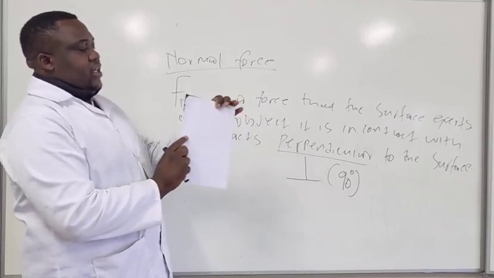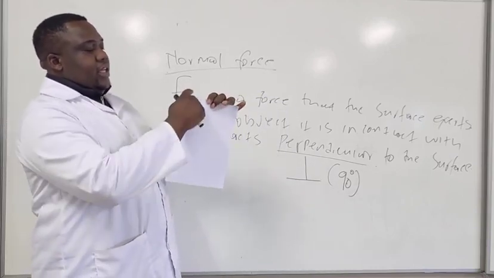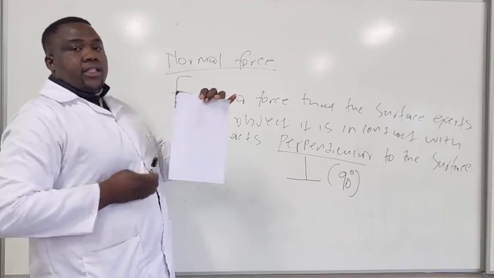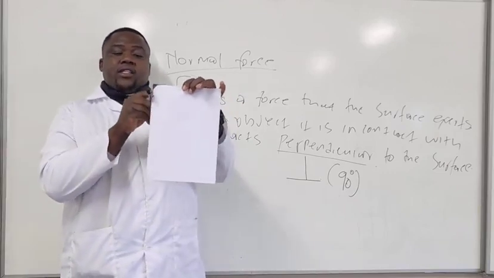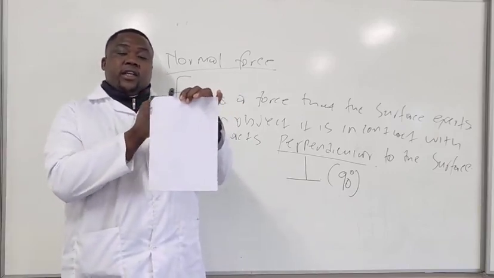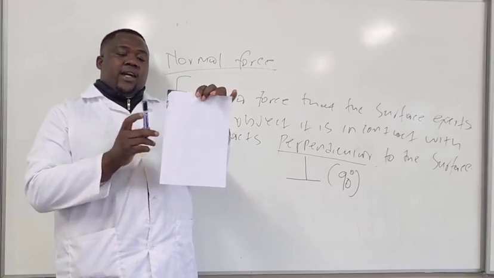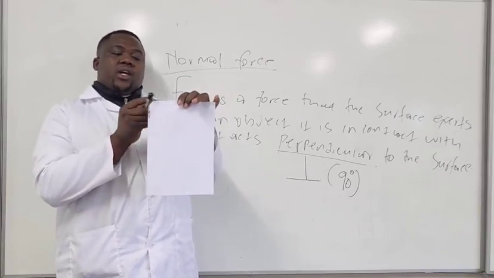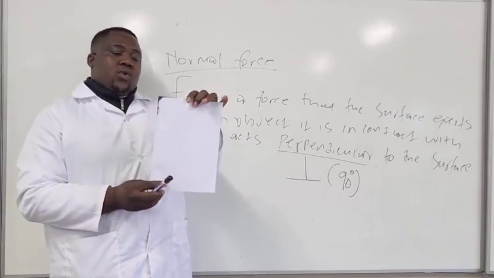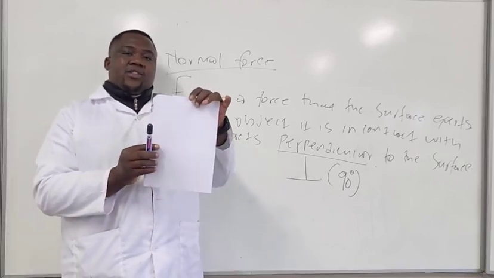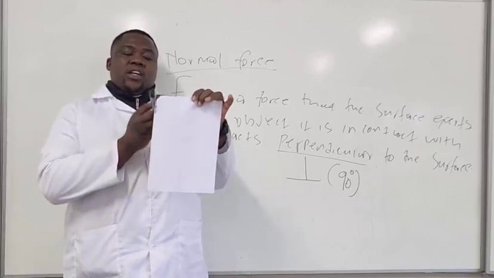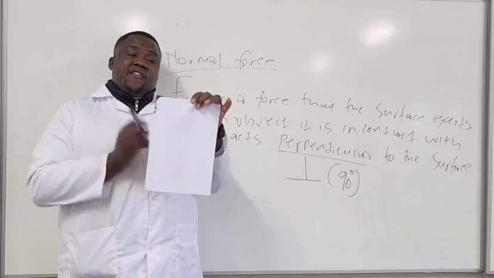I'll shade it so that you can see. The corner that is here, it is 90 degrees. The corner that is here, it is 90 degrees. So it means that this line is perpendicular to this one. So what do we mean? It means the normal force is going to create a corner like this to the surface.